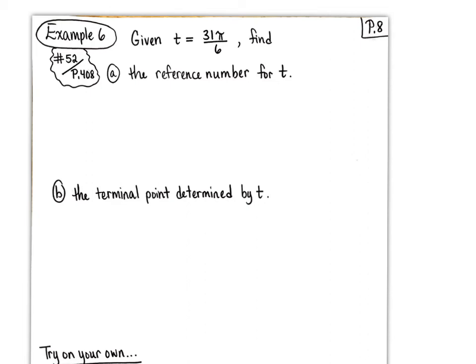So let's check. Okay? What quadrant? How can we figure out what quadrant 31 pi over 6 lives in? This is just thinking. How can we figure that out?